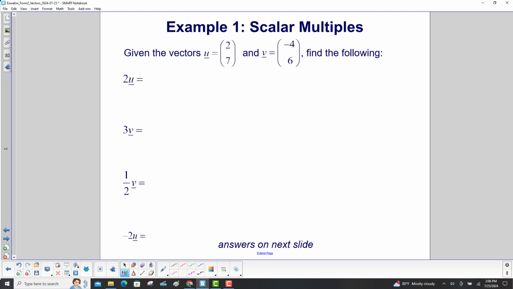Given the vectors u equals 2 over 7 and v is minus 4 over 6, find the following: 2u, 3v, 1/2 v, and minus 2u. Answer on next slide.